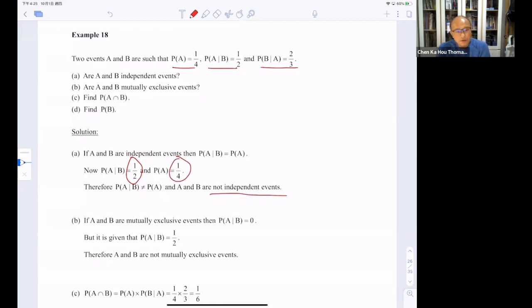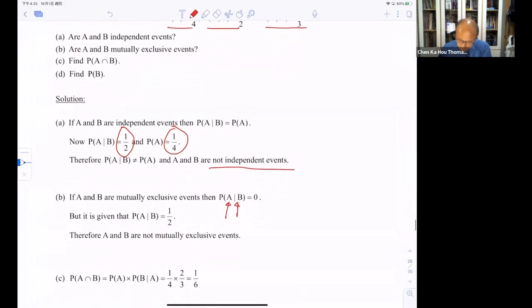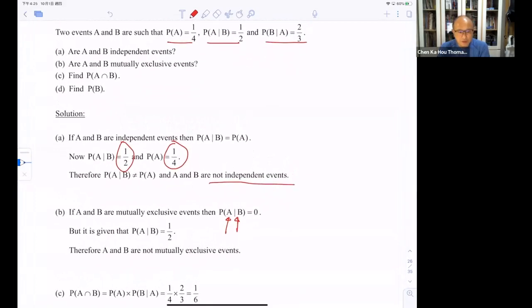Now, are they mutually exclusive? Mutually exclusive means the two events are disjoint. If they are disjoint, the probability that A occurs given that B occurs should be 0. But A given B is 1/2, so they are not mutually exclusive.